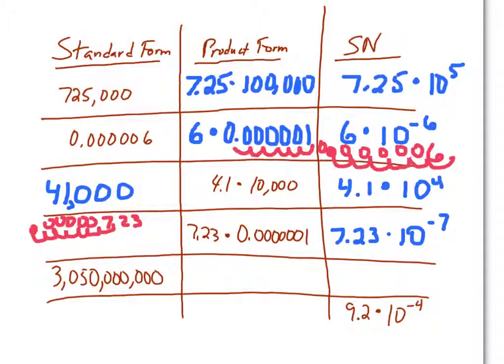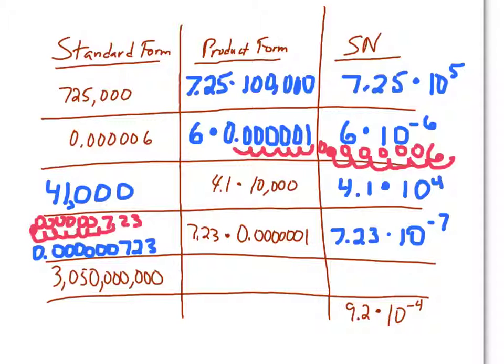So I'll have 6 zeros after the decimal place. So let me rewrite that. 0 point, now 6 zeros after the decimal place, not 7, because I had to move to the other side of the 7 first. So that's what it would be.